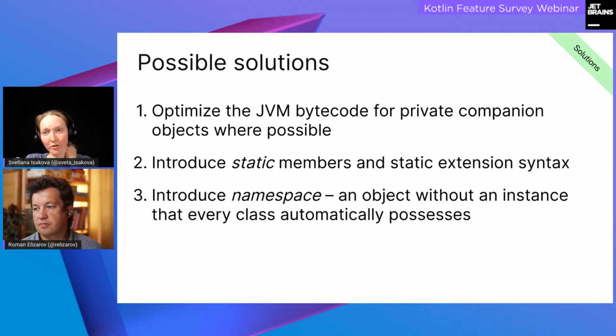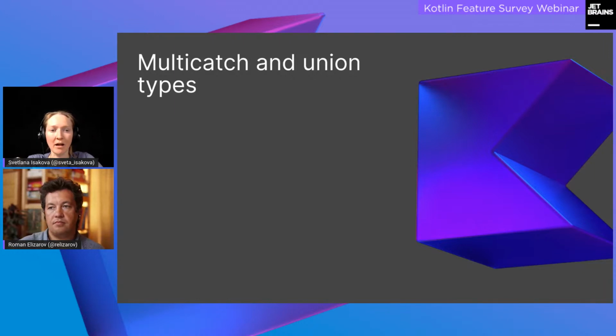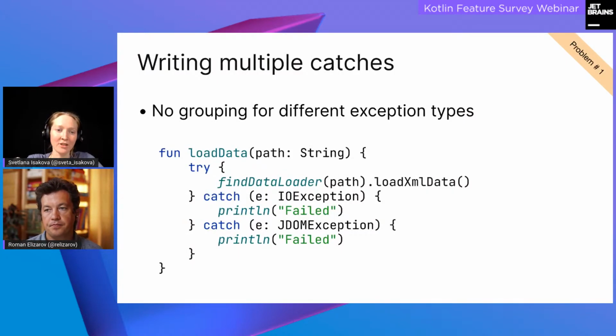Yep. So let's now move on to the next feature, which is called multicatch and union types. Again, we are starting with describing the problem. Imagine you process some exception that might be thrown, and you need to process two different types of exceptions in a similar way. In this case, we just print out a failed line. Of course, you can extract it into a function or something like this, but it's still inconvenient when you have two different types of exceptions that you would like to process in the same way. But currently, there is no Kotlin syntax to allow you to group these exception types together.